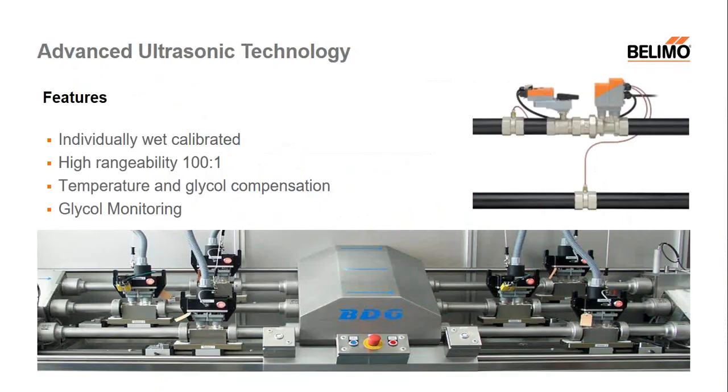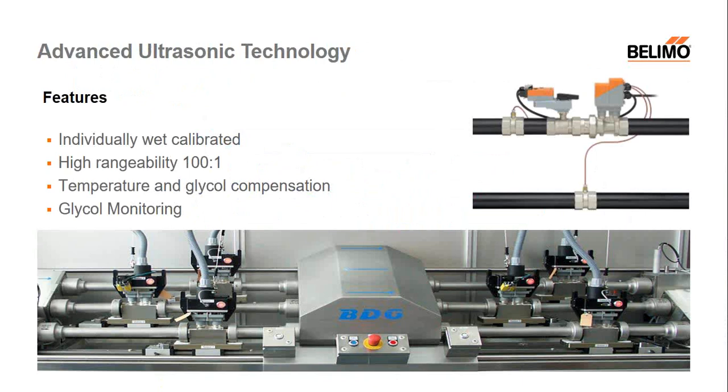So another way that the energy valve can help is by utilizing advanced ultrasonic technology. I talked a little bit about that on the opening slide, but I'd like to go into a little more detail here. Each one of these ultrasonic sensors is individually wet calibrated to ensure accuracy and repeatability. It's calculated for both flow and temperature. We have a very high rangeability within these of 100 to 1.